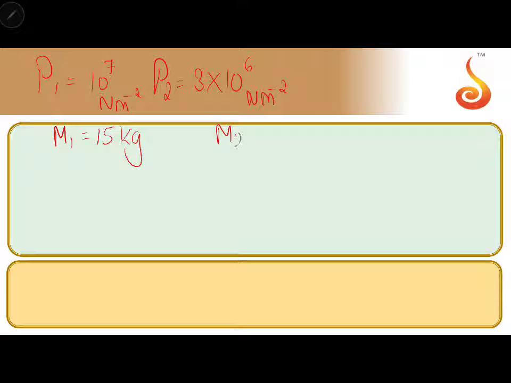They have given pressure 1, this is 10 to the power 7, and they have given pressure 2 also. These are the pressure initially, and after some time, unit is Newton per meter square. We know the mass initially that we had. Mass initially that we had was 15 kg. Mass later on, how much it is left, that is what we need to find. That is M2. If we find M2, then you can tell how much of gas is leaked out also.